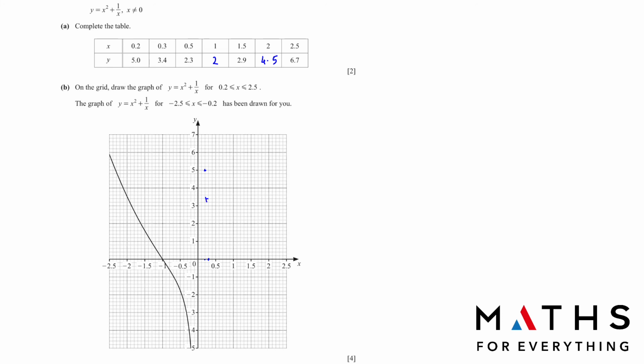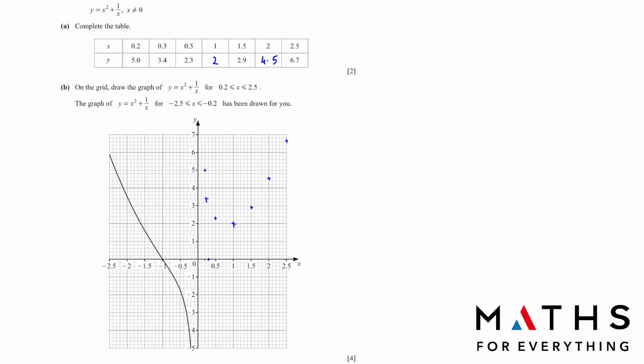And then we have when x is 0.5, y is 2.3. When x is 1, y is 2. When x is 1.5, y is 2.9. It will be between the two lines because each line is 0.2. So it will be between 2.8 and 3. When it's 2, we have 4.5. And 2.5 is 6.7.